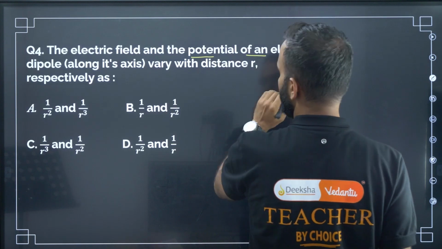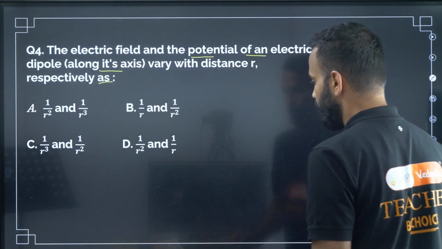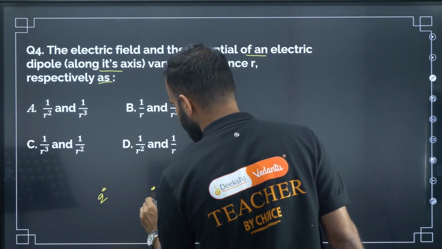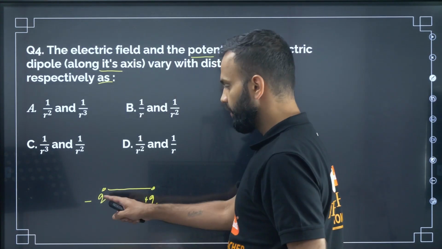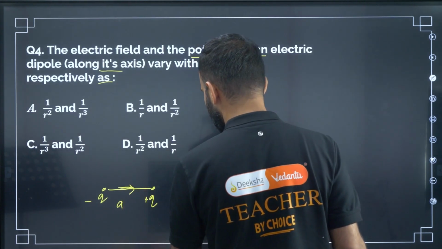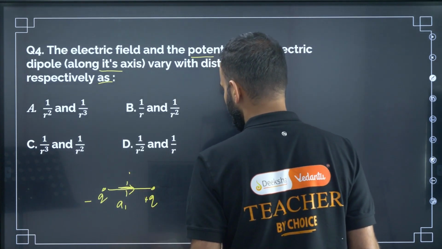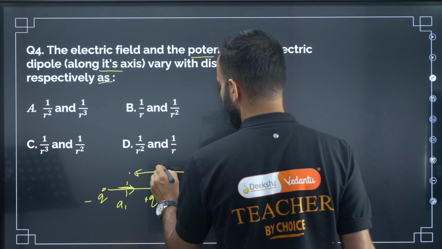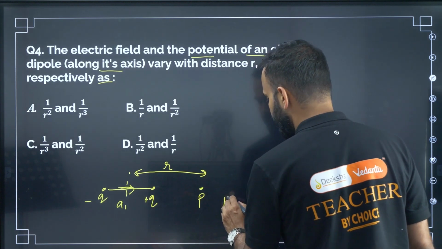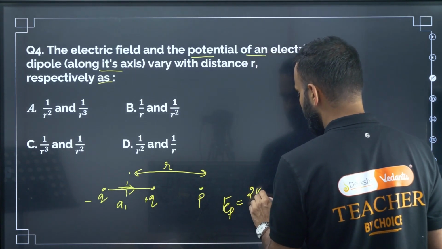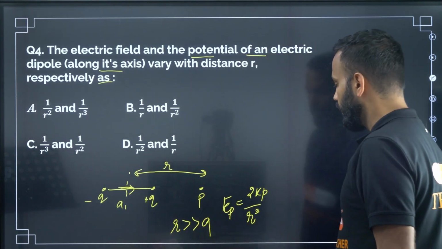The electric field and the potential of an electric dipole along its axis vary with distance r respectively. Okay, so this is the dipole, minus q and plus q. 2A is the distance between plus q and minus q. This is the direction of the dipole, right? The point P lies on the axis of this dipole. Here this is r, the distance from the center of the dipole to point P, right? So the electric field at point P is 2kp divided by r cube, considering r is much greater than A.